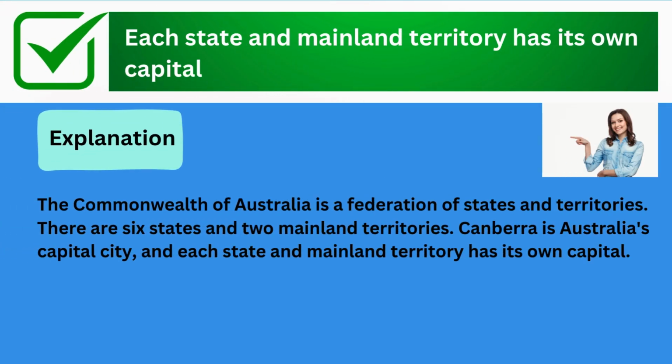The correct answer is each state and mainland territory has its own capital. Explanation: the Commonwealth of Australia is a federation of states and territories. There are 6 states and 2 mainland territories. Canberra is Australia's capital city, and each state and mainland territory has its own capital.